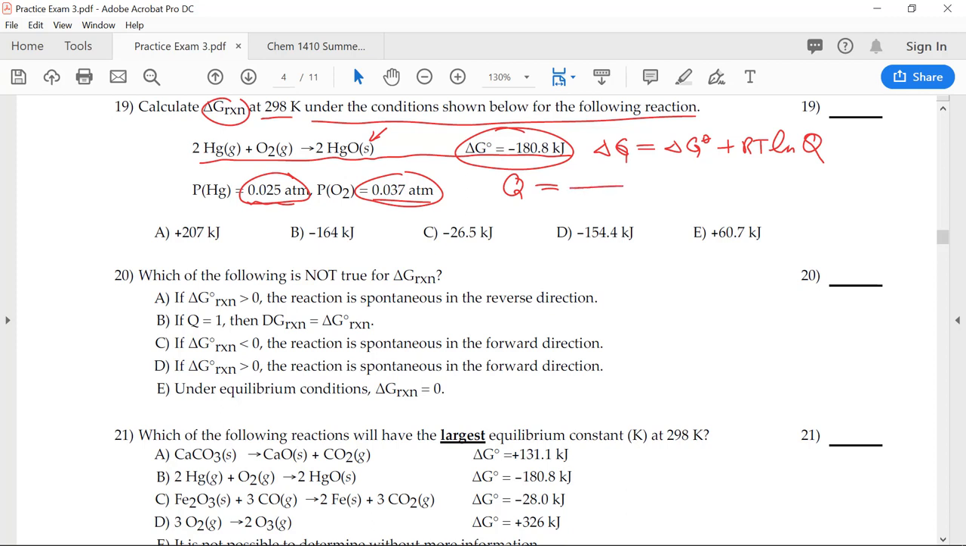So Q will be 1 over pHg squared, you see the 2 over here, times P for the O2. So this will be 1 over 0.025 squared times 0.037. So let me do a calculation. So Q equals 43243.